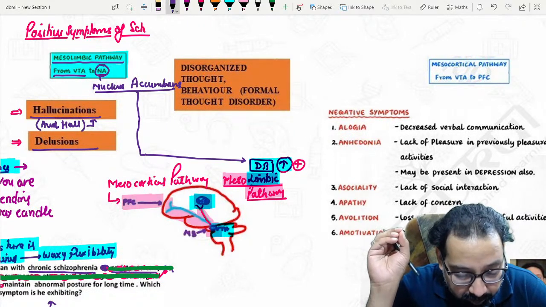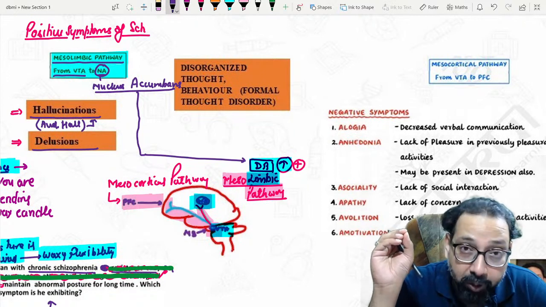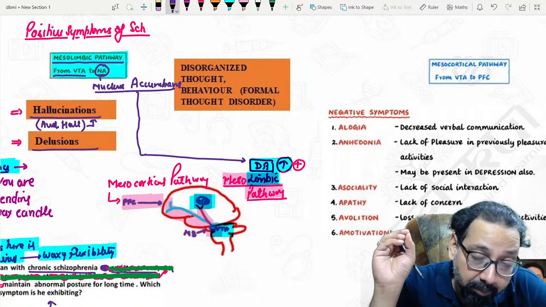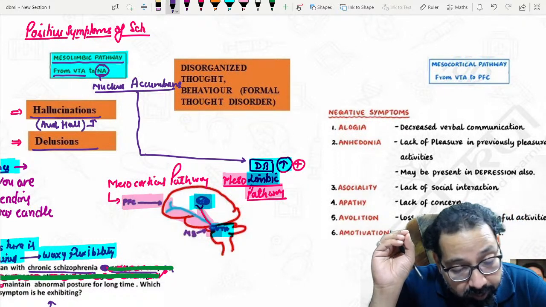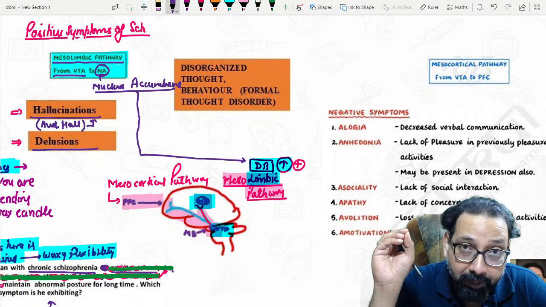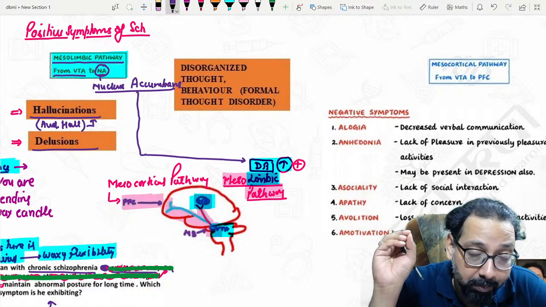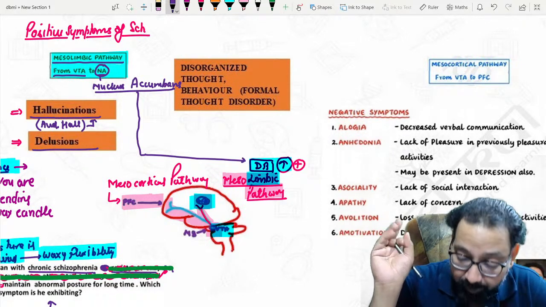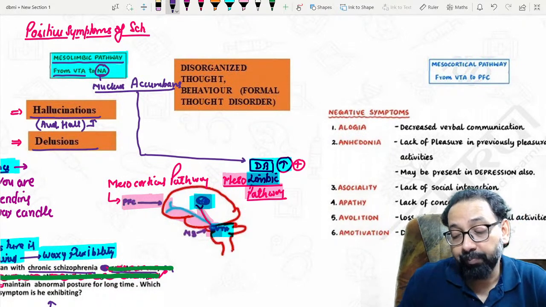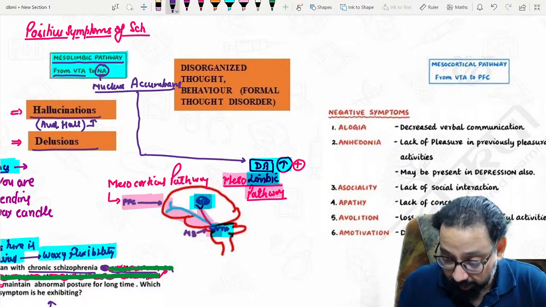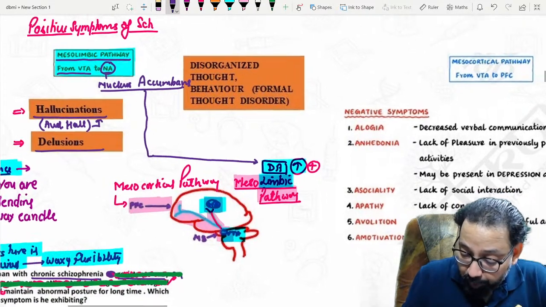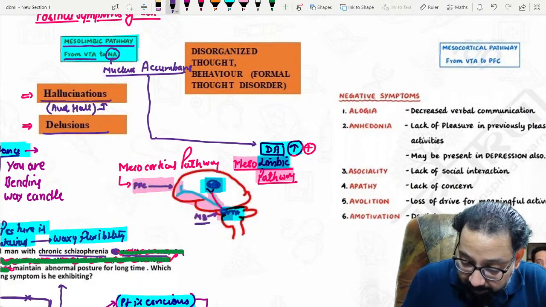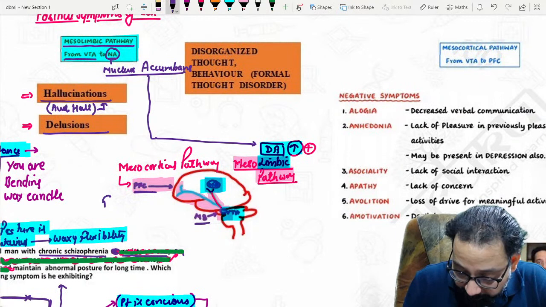So how are questions asked? Most common hallucination is auditory hallucination. Second question: what is the reason for positive symptoms? A question is asked, there is increased dopamine at which pathway, mesolimbic or mesocortical? Mesolimbic, L for limbic, lamba, bada, increased dopamine. Mesocortical pathway means midbrain ventral tegmental area to prefrontal cortex.